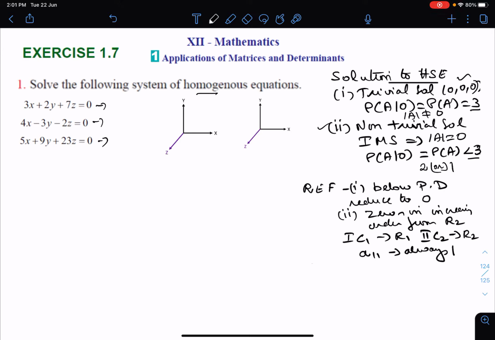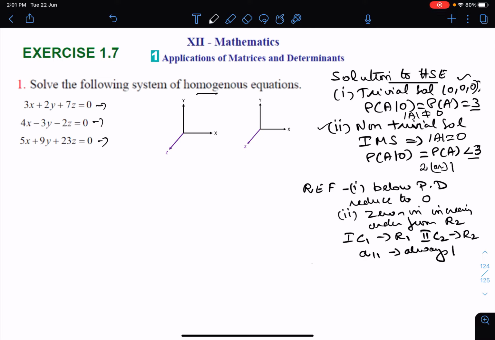So what we are going to do is find the solution for a homogeneous equation. You have got only two types of solution. One is the trivial solution 0, 0, 0, and another one is the non-trivial solution, which is the infinitely many solution. For the first one, if rank of augmented matrix [A, O] equals rank of A equals 3, the number of unknowns, then you can get the trivial solution. Only a unique solution you will get.